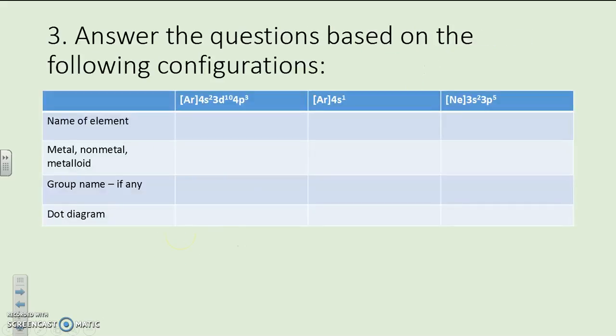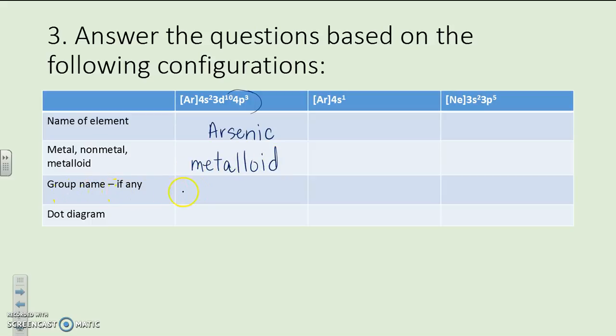All right, answer the questions based on the following configuration. So first off, they want to know what's the name of this element. Well, if we look at Ar 4s2 3d10 4p3, that right there, 4p3, 1, 2, 3, should be arsenic, A-R-S-E-N-I-C. Okay, is it a metal, is it a metalloid, or is it a nonmetal? Well, if it's a metal, it's on the left-hand side of the staircase. If it's a nonmetal, it's on the right-hand side. And if it's a metalloid, it's touching. And it is touching, so we say it is a metalloid.